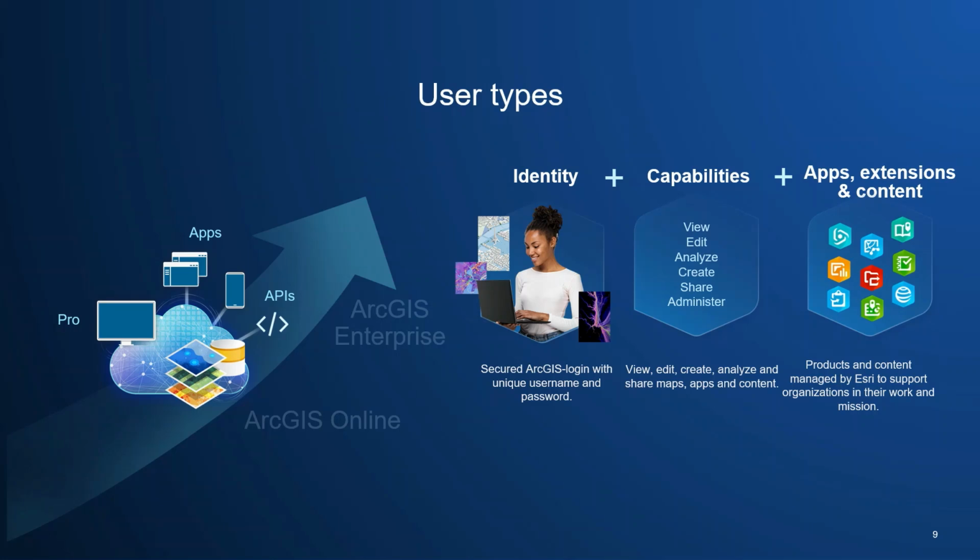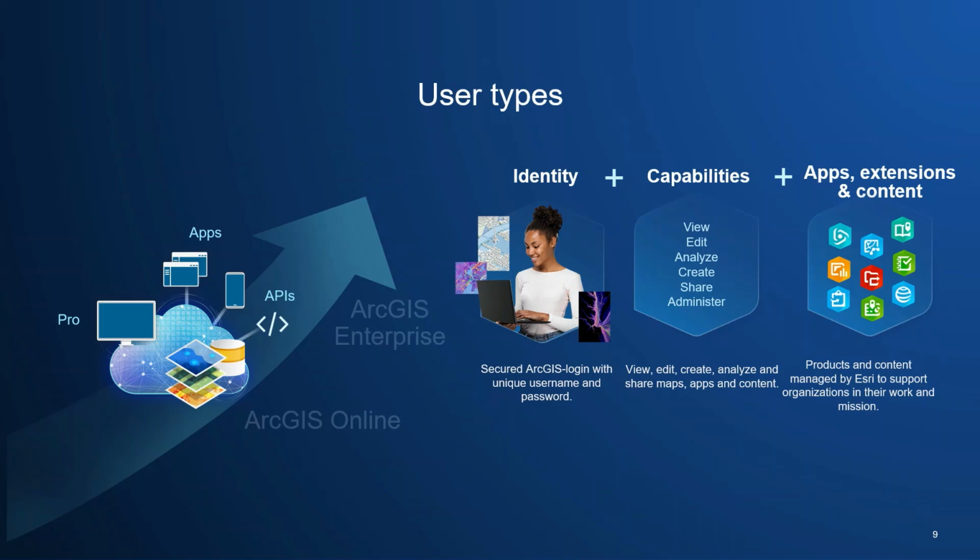Second, a user type gives access to a whole range of capabilities. Those capabilities allow you to start viewing, editing, creating, analyzing, and sharing maps, apps, and other content. And finally, a user type will give access to certain apps, extensions, and content.